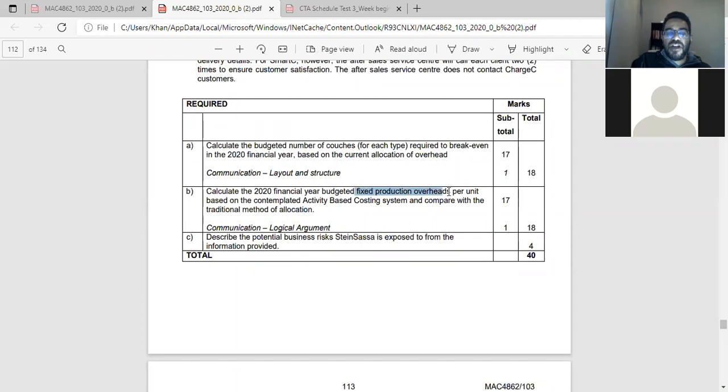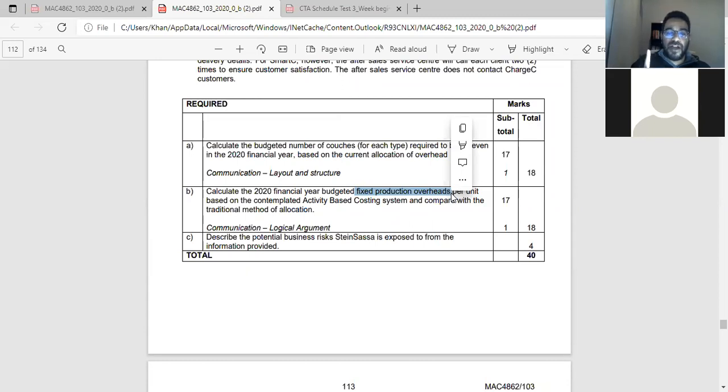Fixed production overheads. That is what we need to calculate. They didn't ask you for the cost of a product. They're asking you for fixed production overheads. In other words, they're asking you for fixed manufacturing overheads. They're not asking for the cost of a product.